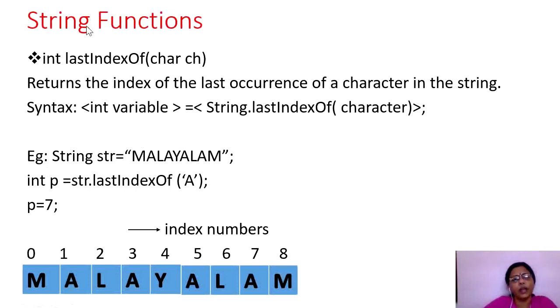Next we go with another function where the name of the function is lastIndexOf. So from here it's very clear: last, L is a small letter, I is a capital letter, then O is a capital letter.